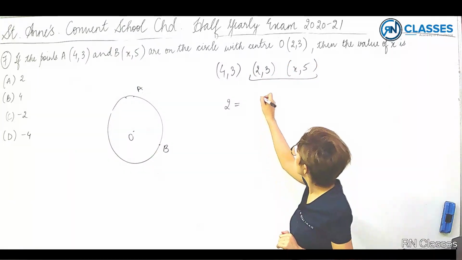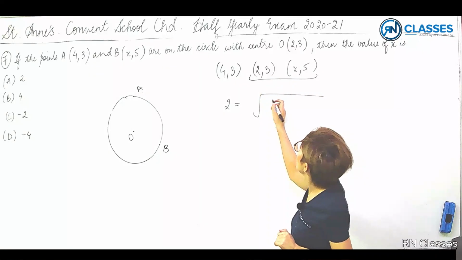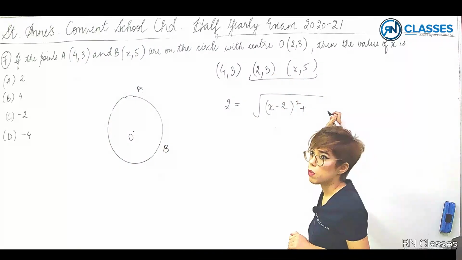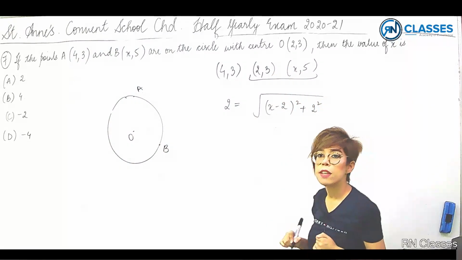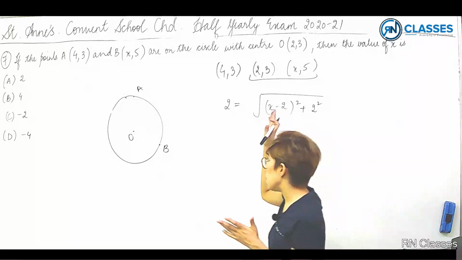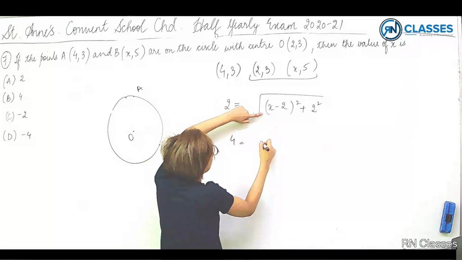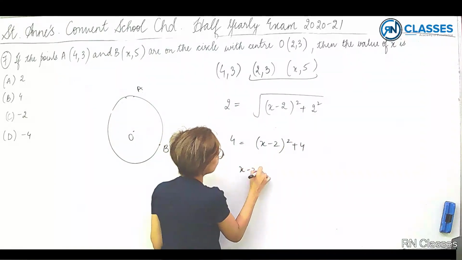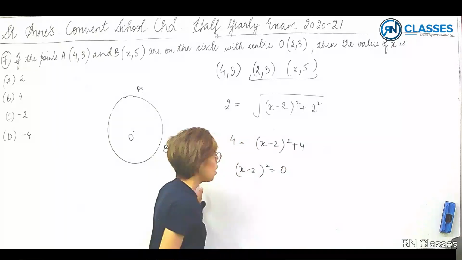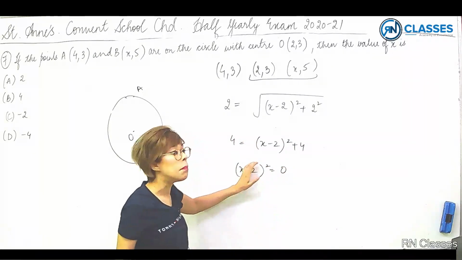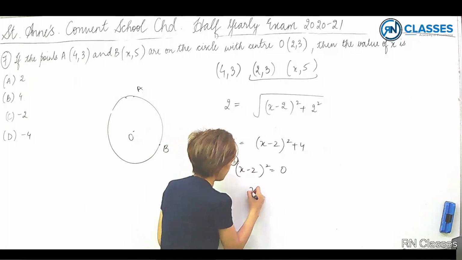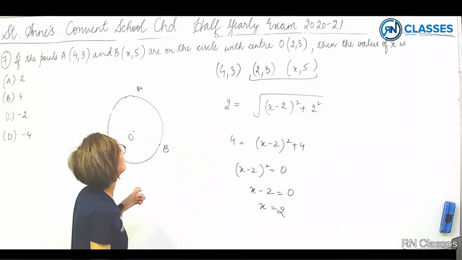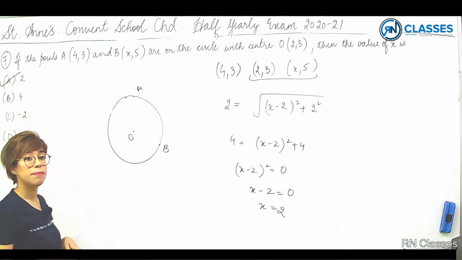Shall we calculate? So this is under root of X minus 2 whole square plus 5 minus 3 whole square, which is 2 square. Right? So let's square it up. So this is 4 equal to X minus 2 whole square plus 4. Right? So X minus 2 whole square is equal to 0. A number whose square is 0, number has to be 0. Right? So X minus 2 equal to 0 and I can say X equal to 2. Right? So option A is the correct one.